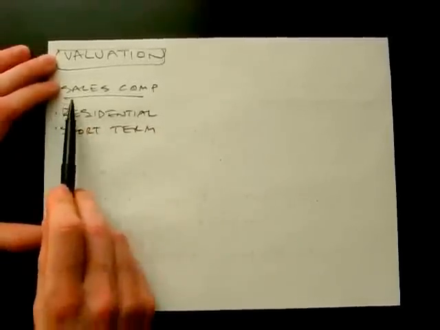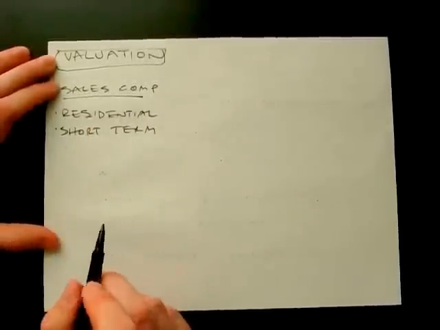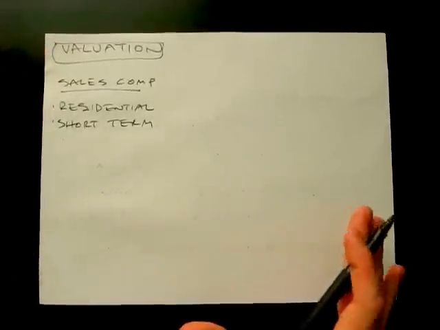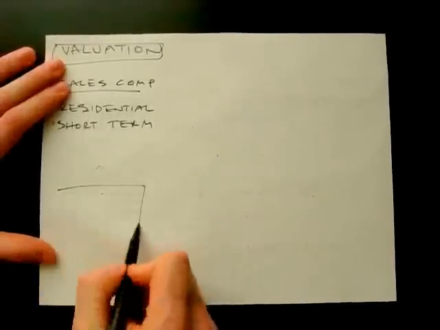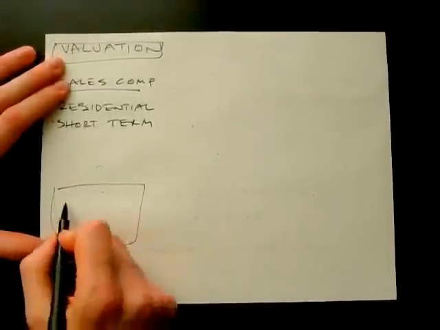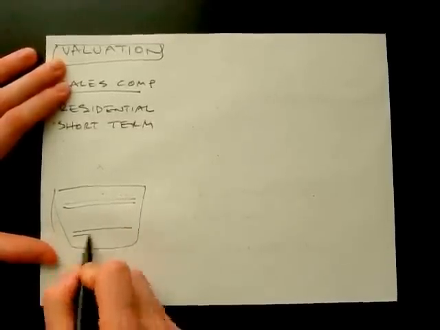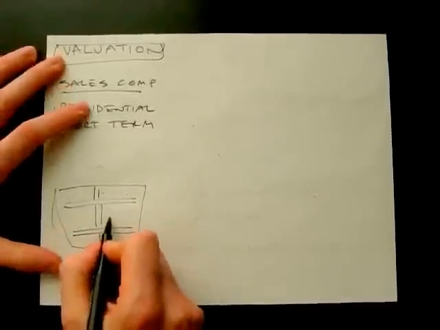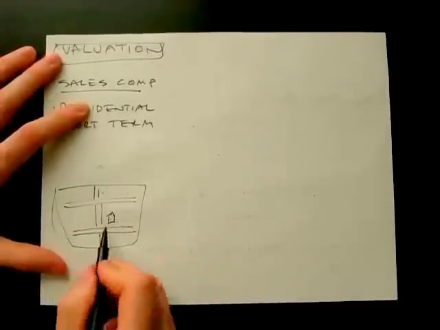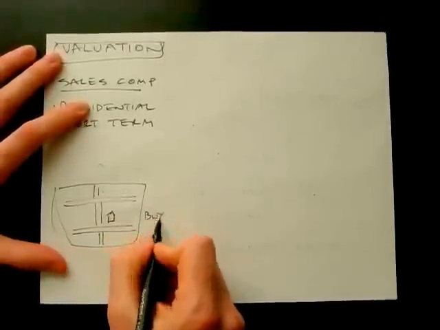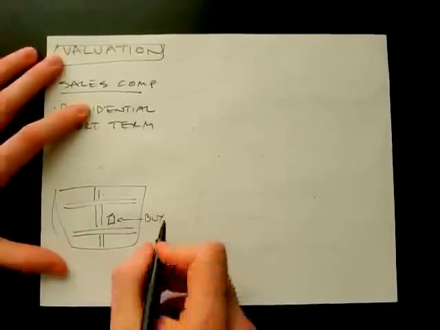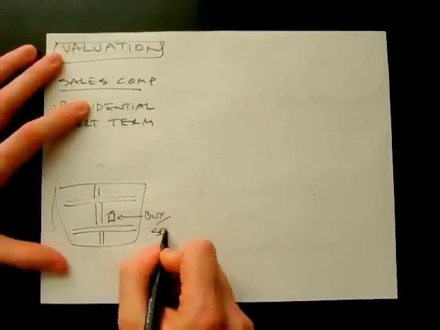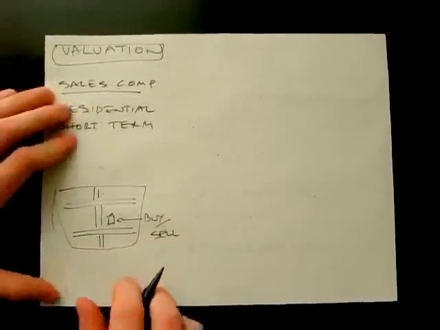So the way the sales comparison works is you have an area. Say this is your neighborhood. Now you've got an area. Here's some streets, some little houses. Here's the house that you're gonna buy and probably sell after you fix it up or whatever you do.